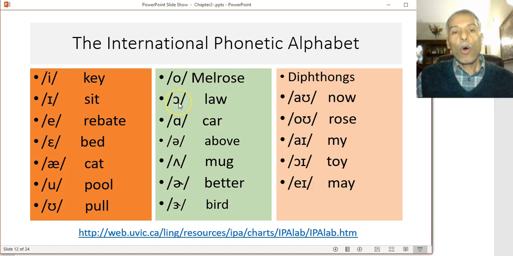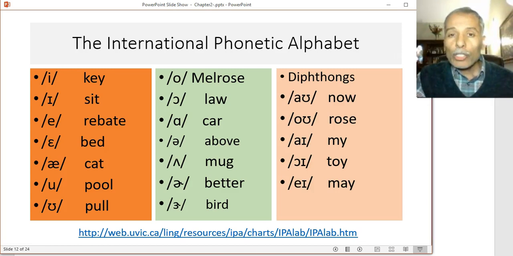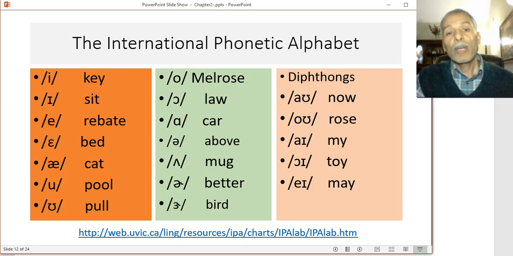And then we have aw, law, thought. This is an exaggerated sound that in English you will find more on the eastern shore of the United States, especially in the New England area. You'll find it on Cape Cod. You'll find it, for example, on Martha's Vineyard. Many people there wouldn't say Cape Cod. They would say Cape Cawd.